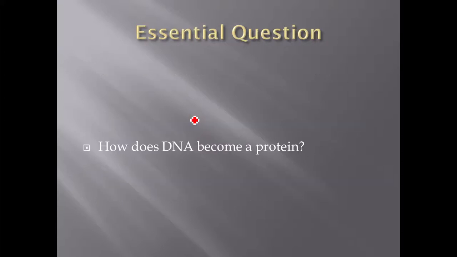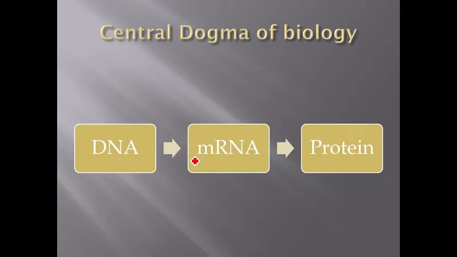So, I want you guys to focus on this essential question as we're coming in. How does DNA become a protein? Well, to answer that question, we have to go into what's called the central dogma of biology. And the central dogma of biology is a really fancy term. It sounds really impressive, but really all it means is 3 things.